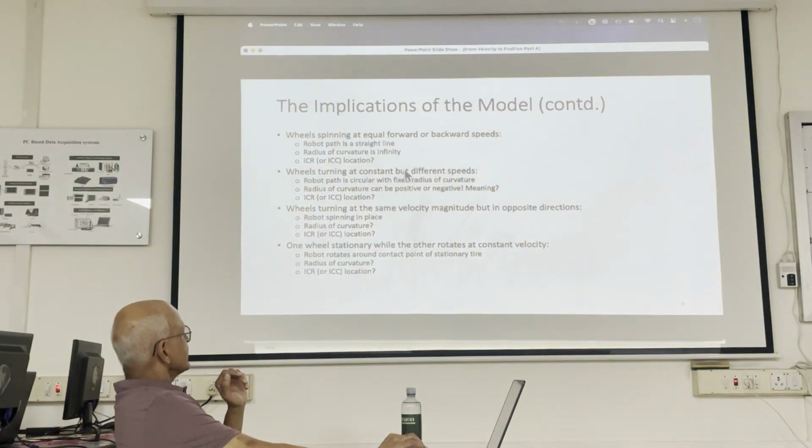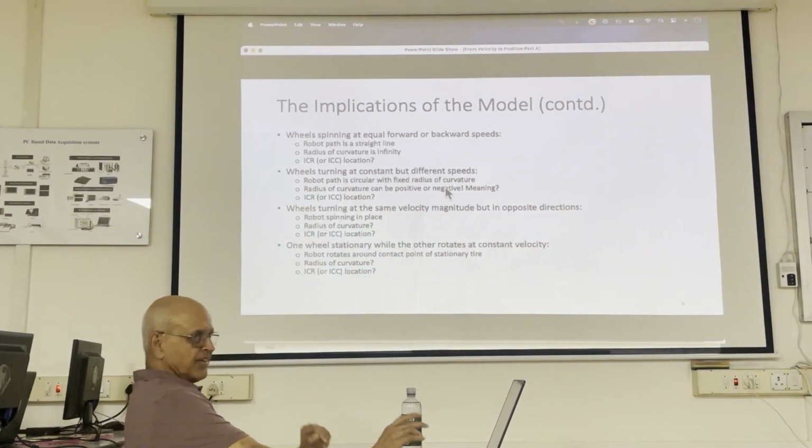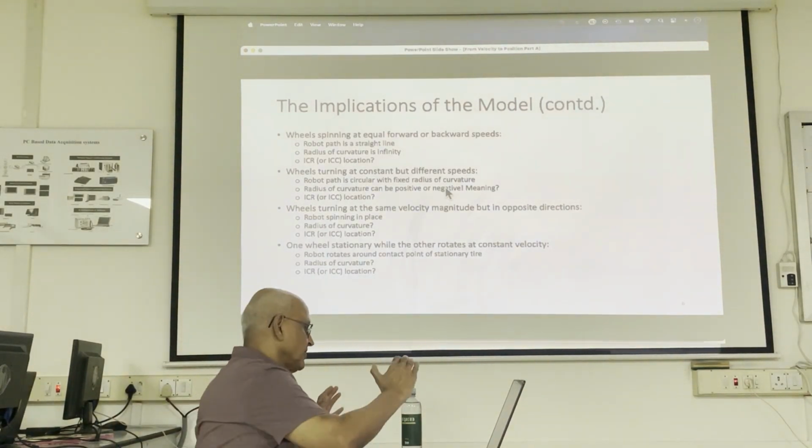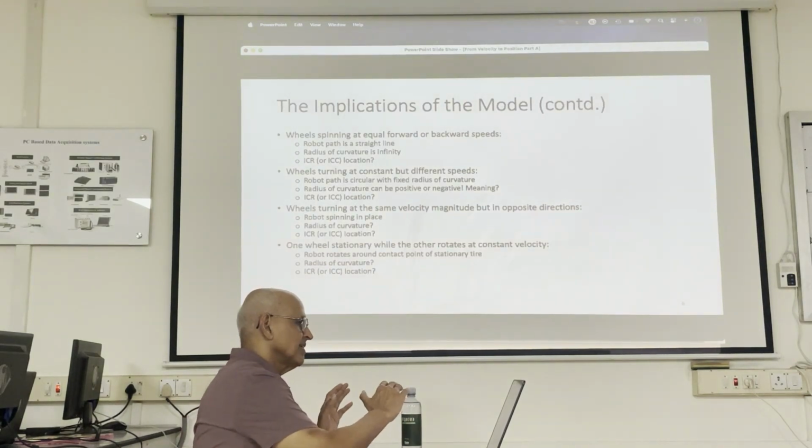So wheels turning at constant but different speeds. Robot path is circular, fixed radius of curvature, correct? V by omega. Radius of curvature can be positive and negative. You know what that means?